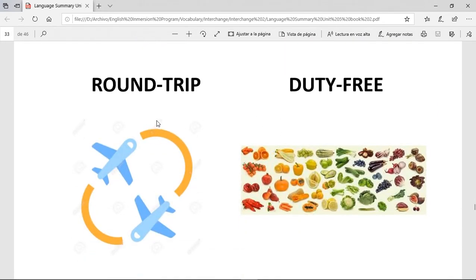Round trip. A round trip means, you know, round like a circle. It's when you go to a place, but then you come back to your home. That is a round trip. Going in a circle, going to the place and then coming back.